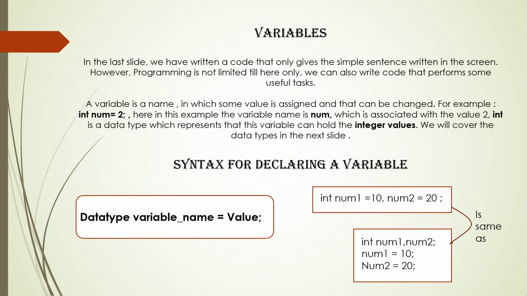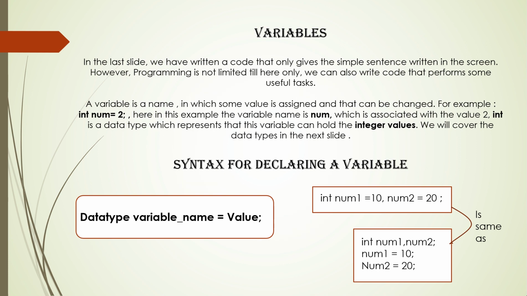Now first understand the syntax for declaring a variable. The syntax is data type, space, variable name, equal to value, and then semicolon. Here the data type indicates what type of value the variable is going to hold, meaning whether it is an integer, decimal or character. Suppose the variable is going to hold an integer value. For that the syntax will be int. Here int is the data type: int space variable name equal to value and then semicolon.